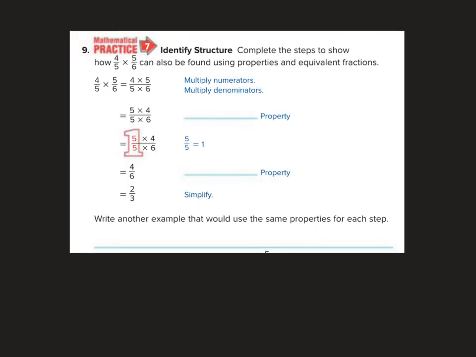Identify structure. Complete the steps to show how 4/5 times 5/6 can also be found using properties and equivalent fractions. Okay, so I multiply them. Now look what they did. They switched the 5 and the 4 around. What's that called where we can switch around? Hopefully you're at home yelling, commutative property, Mrs. Hamer. You're right. Commutative property is absolutely correct. We're switching them around.